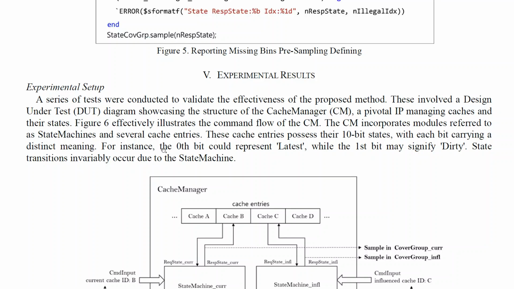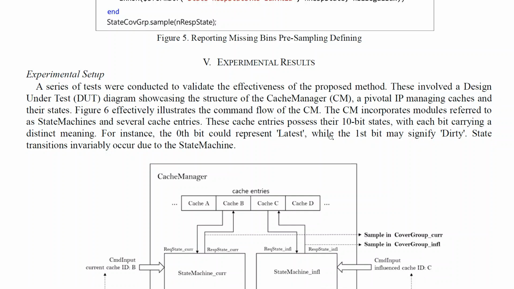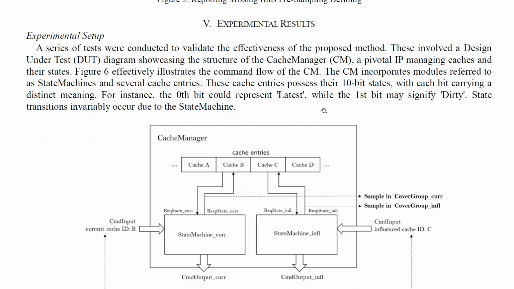For instance, the 8th bit could represent the latest, while the first bit may signify Dirty. The state transitions invariably occur due to the state machine.